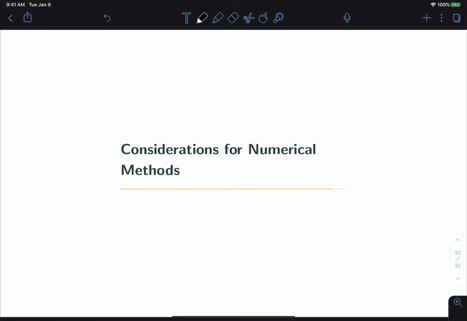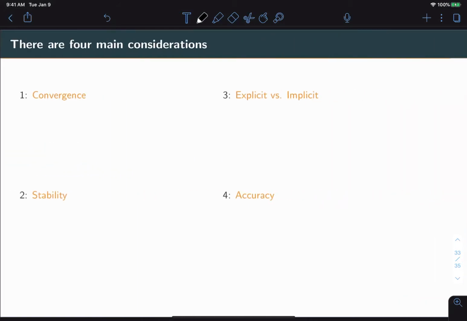In this last section, we'll look at practical considerations for the implementation of numerical methods, including how to apply them in MATLAB. There are four main considerations that you need to take into account with any numerical algorithm. Those are convergence, stability, explicitness versus implicitness, and accuracy.